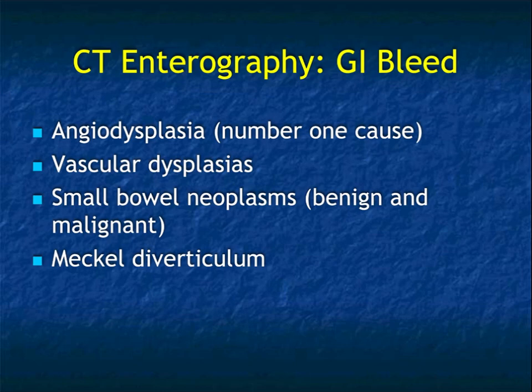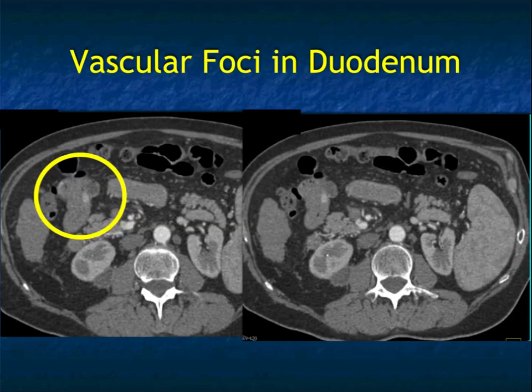The number one cause is angiodysplasia. Vascular dysplasias in general are near the top. Small bowel neoplasms, benign or malignant. Malignant, think about adenocarcinoma, but particularly think about smaller GIST tumors. And then, of course, things like Meckel's diverticulum are all things we think about in the realm of small bowel.